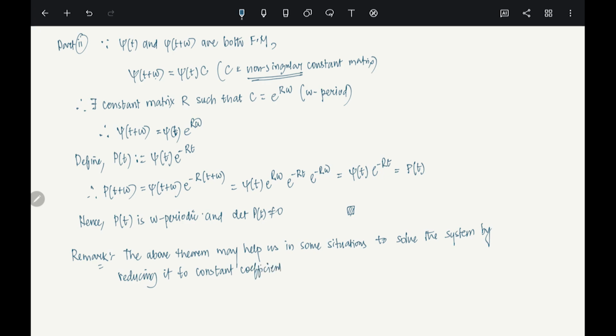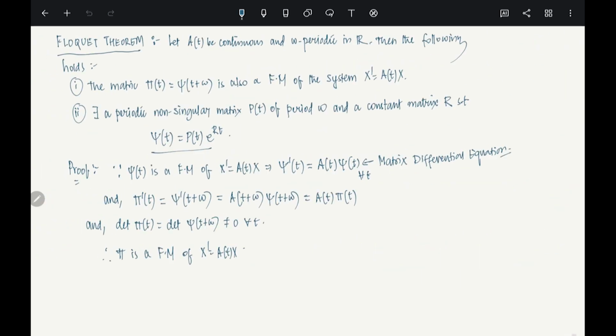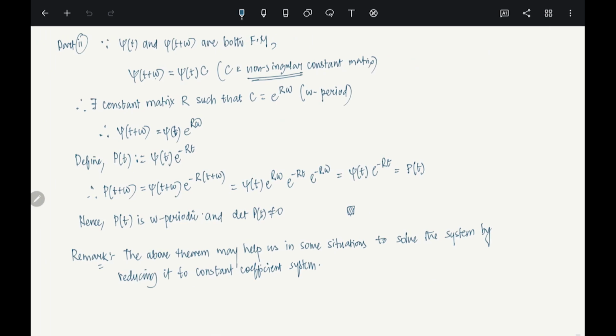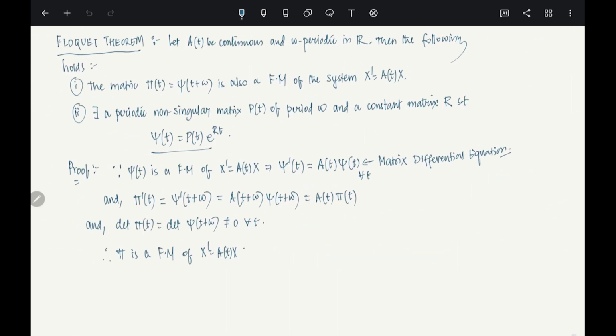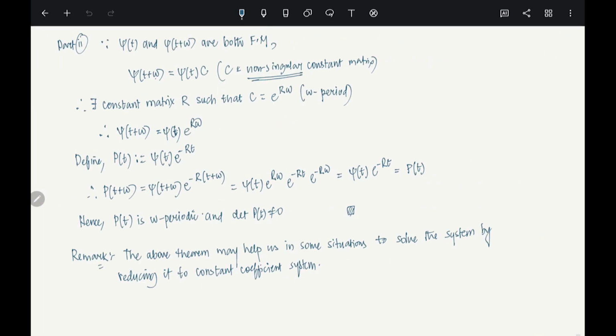If you remember, constant coefficient systems are relatively easy, we can easily solve them, right? So if you can find some transformation which reduces this variable coefficient system to a constant coefficient system, then that is going to be very helpful, right? That is what this decomposition, the Floquet theorem, does. Okay, we'll see. So let's look at the theorem.